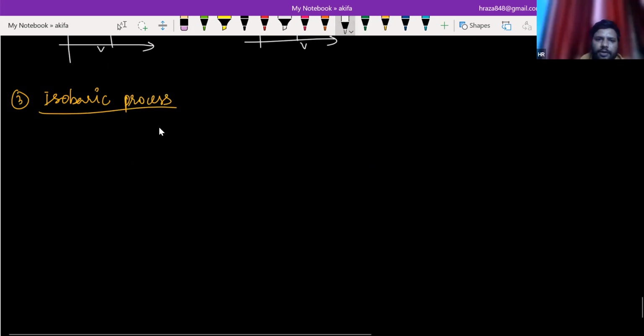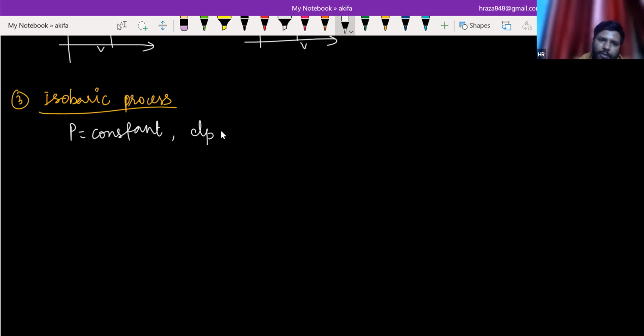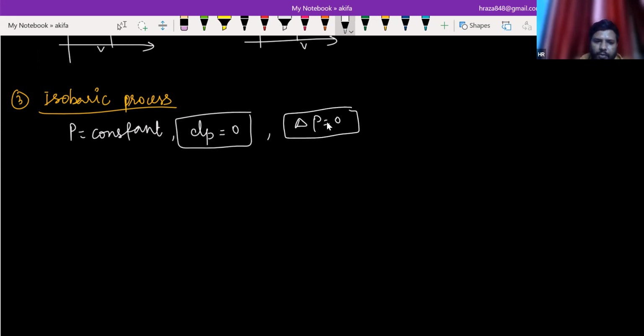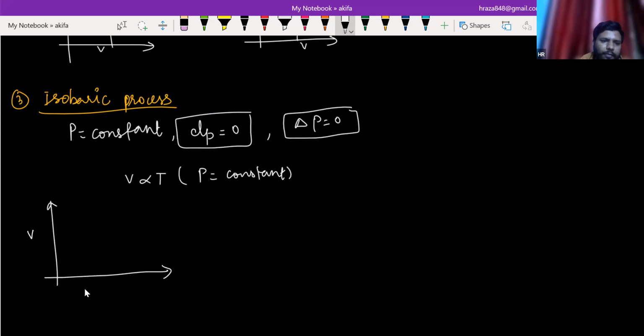Isobaric process. Isobaric process is a process in which P is constant throughout the process. So basically dP equals 0 and delta P is also equal to 0. And you know that V is directly proportional to T. This is Charles' law, at which pressure and number of moles are constant. So we are going to plot this graph, V versus T, in which pressure is constant, and the graph will be like this.